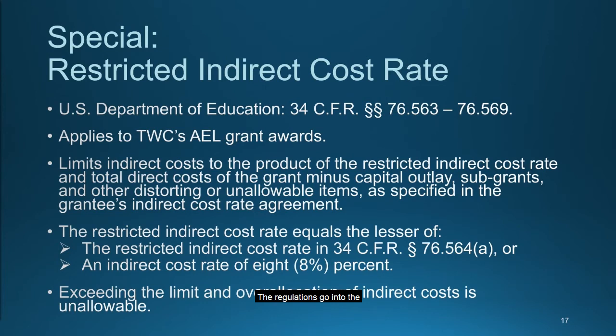So for the restricted rate itself, the regulations go into the calculation of two comparisons. You look at the calculation at 34 CFR 76.564 paragraph (a) and compare that to a rate of 8%. Whichever is lower is the restricted indirect cost rate, and that's the rate you would multiply against the modified total direct costs, roughly, of the grant award. So it's not a situation where we just say it's going to be 8% and apply that. We have to actually think through what it should be. We have to look at the lesser of those two sub-bullets.